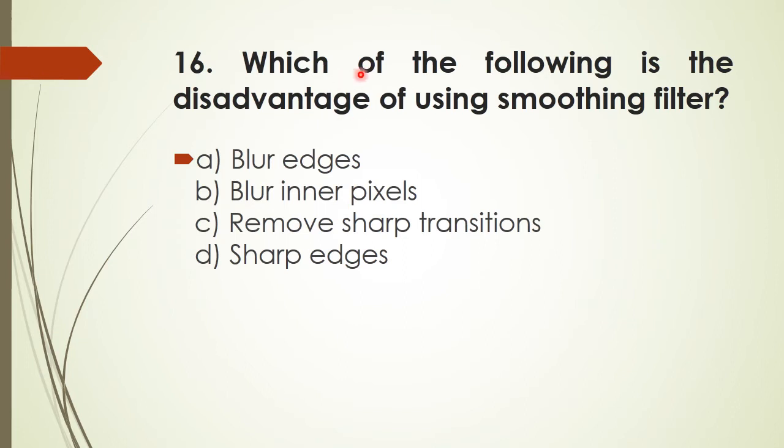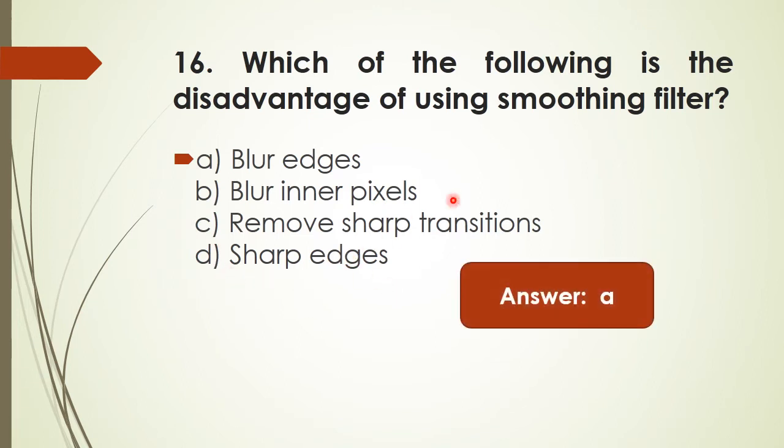Next question. Which of the following is the disadvantage of using smoothing filter? Option A, blur edges. Option B, blur inner pixels. Option C, remove sharp transitions. Option D, sharp edges. So the main drawback is option A, blur edges. Due to smoothing, blur edges will occur.